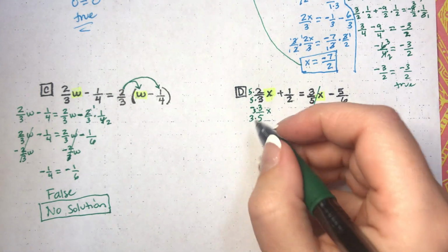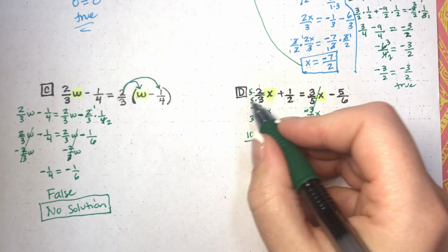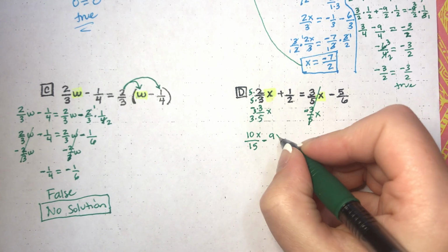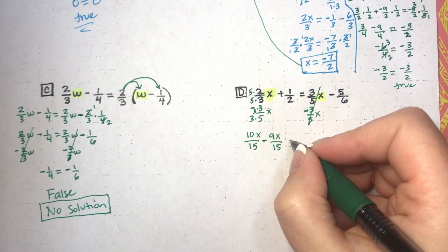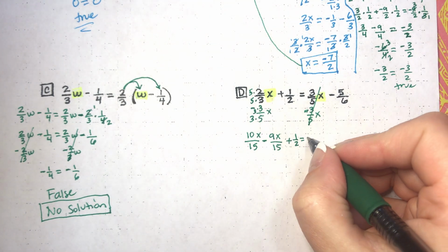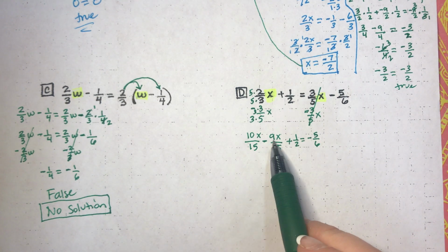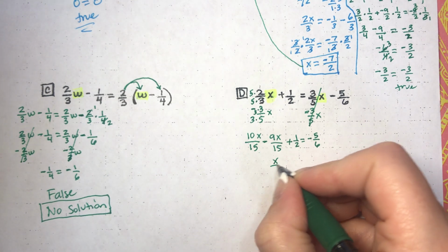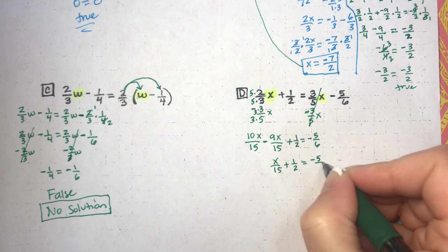I get 5 times 2, which is going to be 10x over 5 times 3 is 15, minus 3 times 3 is 9x over 3 times 5 is 15. And then I rewrite this, plus 1/2 equals negative 5/6. Okay, then we simplify here. 10x minus 9x is just 1x, right? So we have x over 15 plus 1/2 equals negative 5/6.